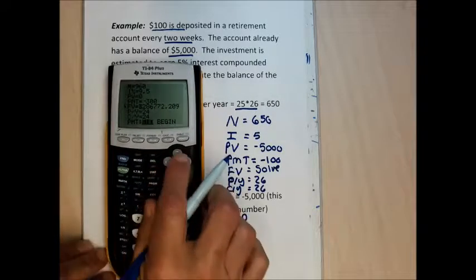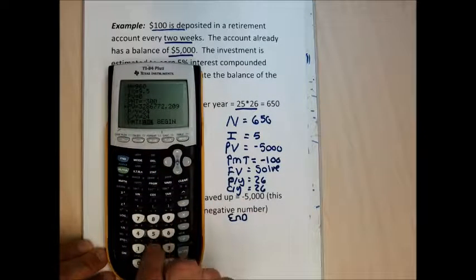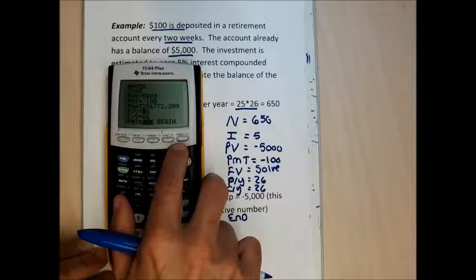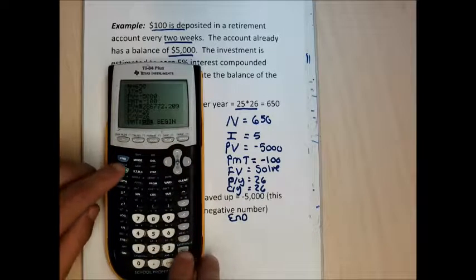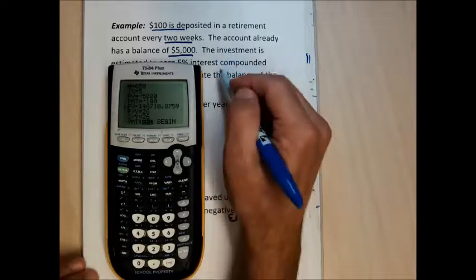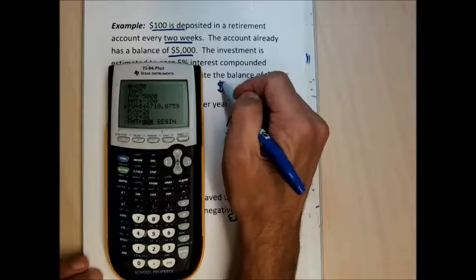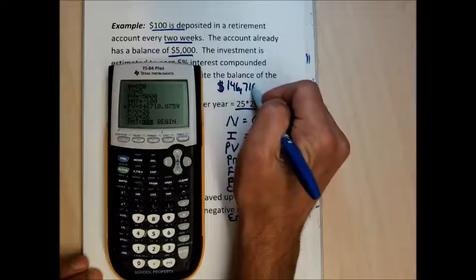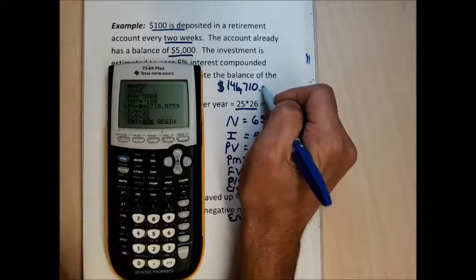So as I do this, for my N, I can type 25 times 26, 5 for the I, negative 5,000 for the PV, negative 100 for the PMT, change the PY and the CY, arrow up to the FV, hit my green alpha button followed by enter, and that's going to give me, if I round to 2 decimals, $146,710.88.